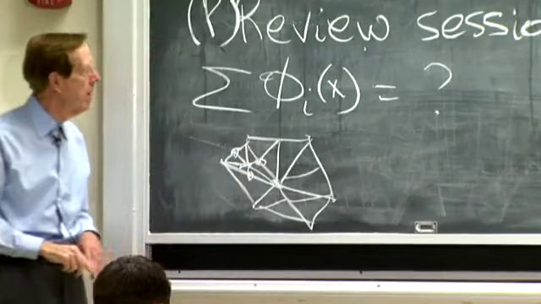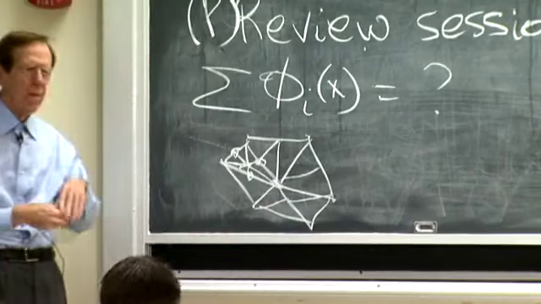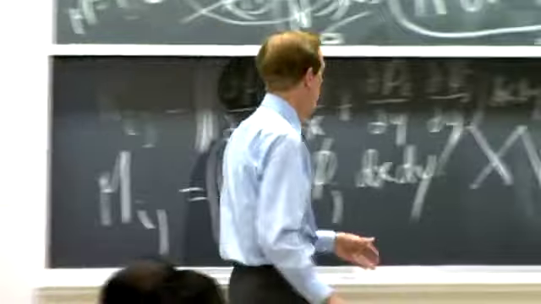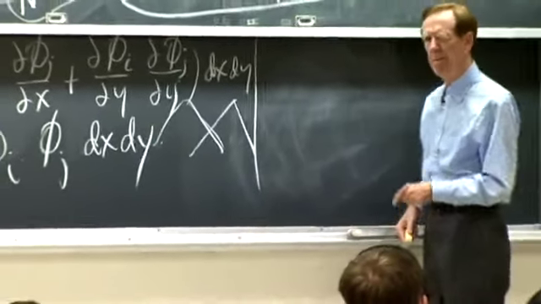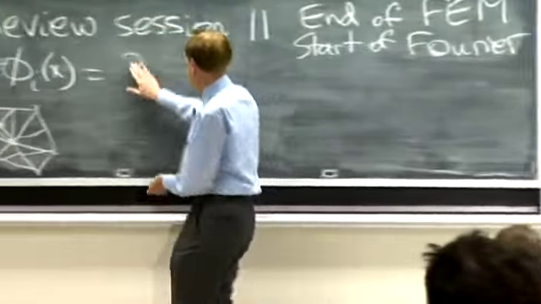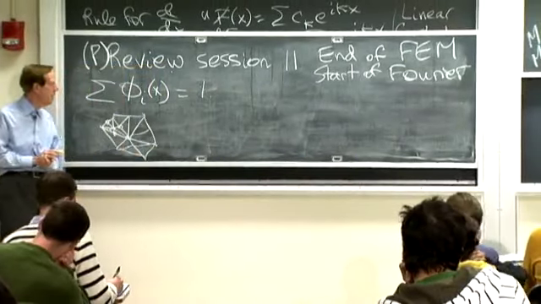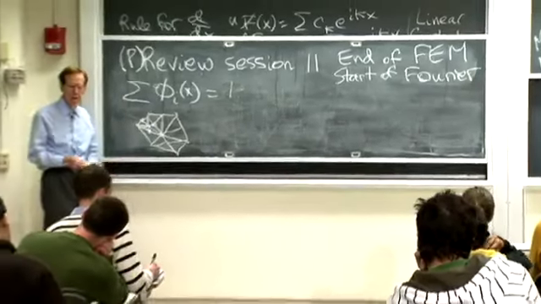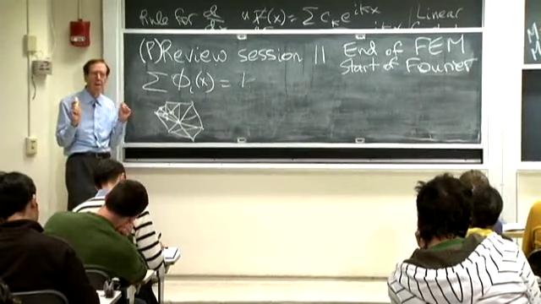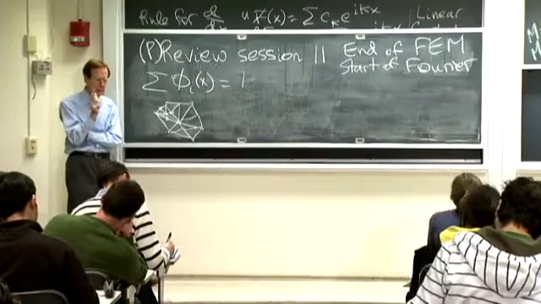If I add them all up, this is just like an insight question. You could add up these hats in 1D. What's the sum of the hats in one dimension? 1. Good. It's a nice fact that these add up to 1. And now, why is it still true here in 2D that these little pyramids will add to 1? That's an insight question. It's worth thinking about.